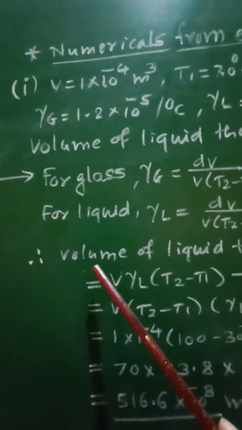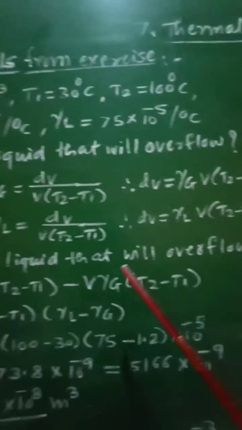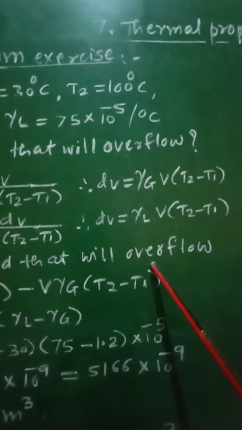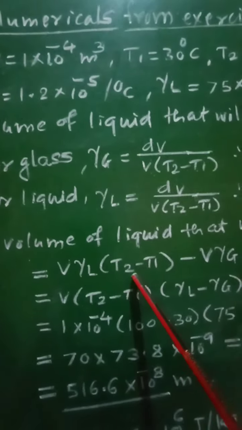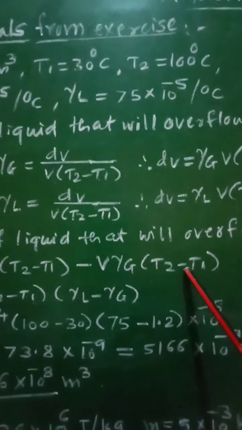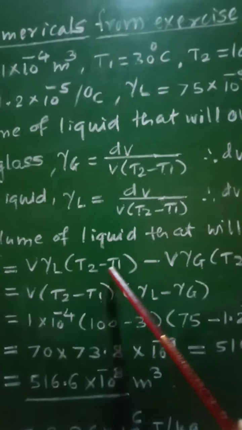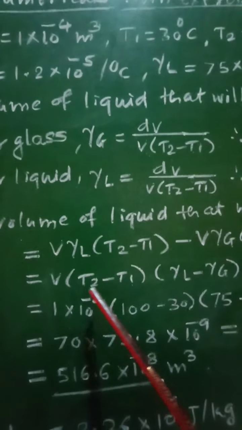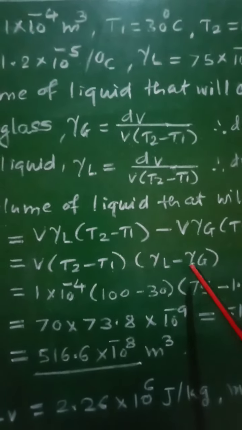Therefore, from this we can find the volume of liquid that will overflow. The volume of liquid that will overflow will be found as V gamma L into T2 minus T1 minus V gamma G into T2 minus T1. From this, V into T2 minus T1 will be taken common, and therefore we will get V into T2 minus T1 into gamma L minus gamma G.